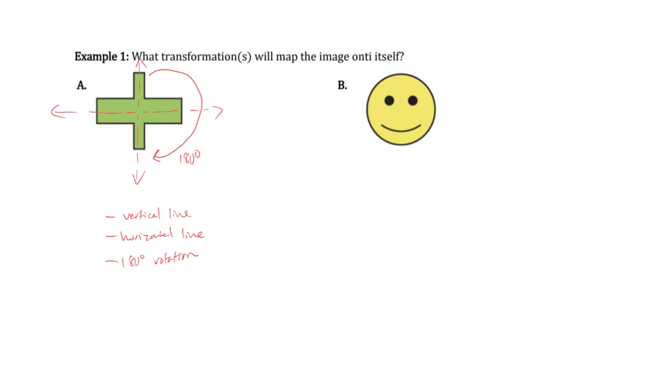And then B. Well, one thing we can do is make a vertical line. So the eyes reflect and the mouth. Okay, so vertical line. But if we rotated that, our eyes would be on the bottom and it wouldn't look the same image. It needs to be the same exact image.